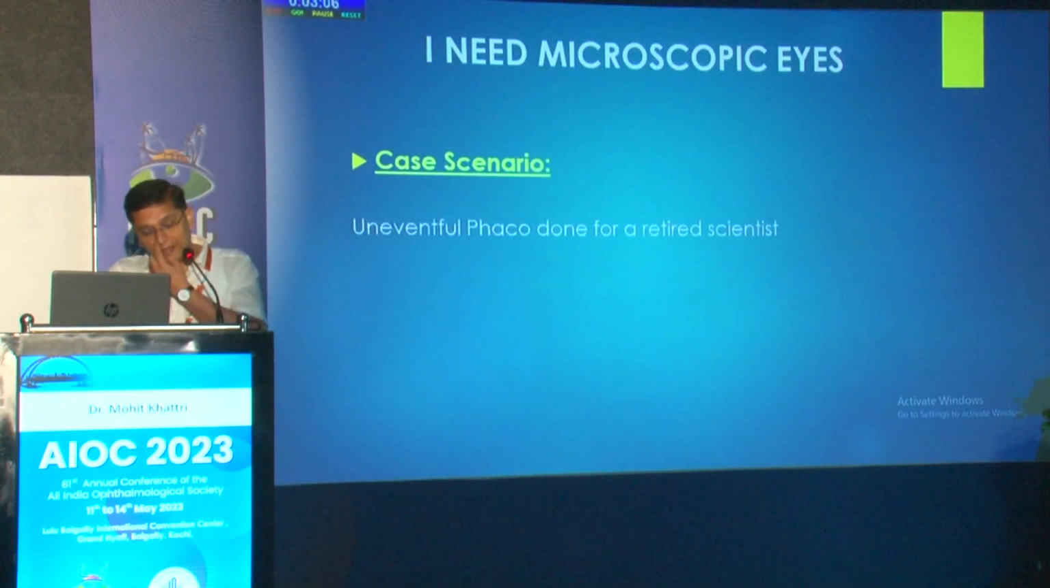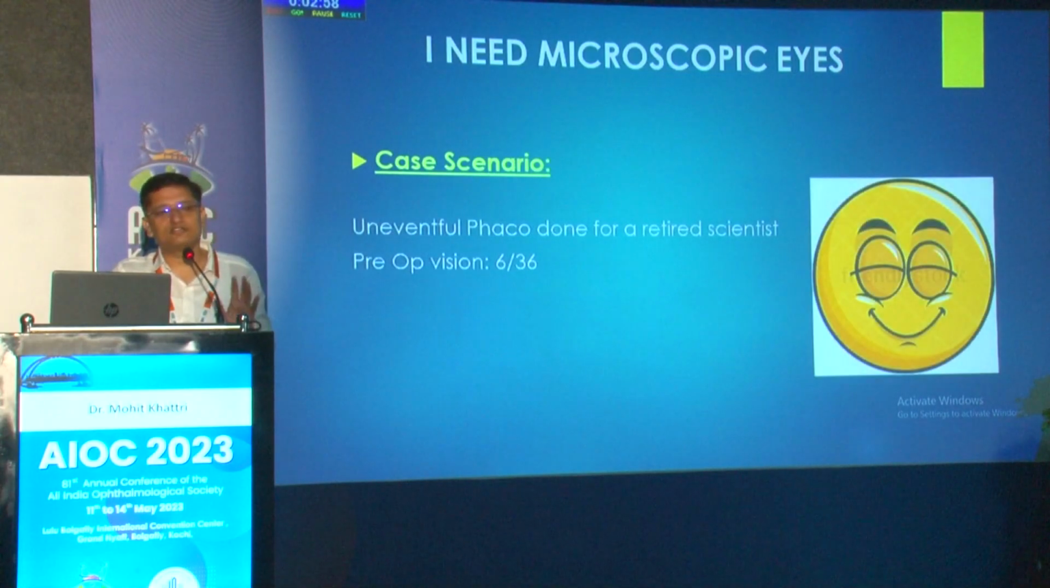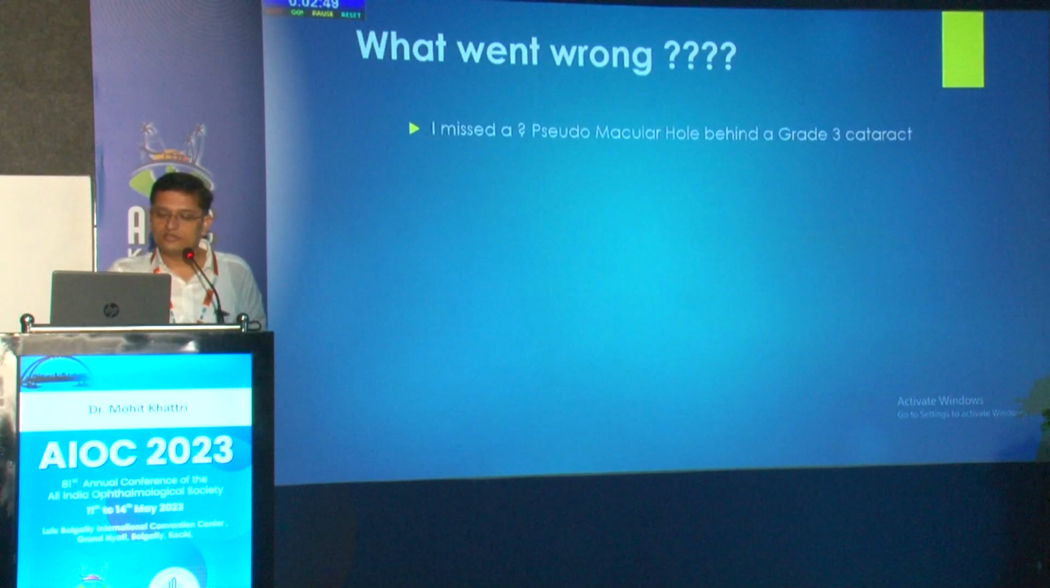Now, I had a retired scientist. IIPR Institute is there in Kanpur. A retired scientist came to me for surgery. 6/36 vision, a good juicy cataract. I was very happy, smiling and grinning like this. But then post-operatively, 6/12 only. Not improving. Again, same scenario.